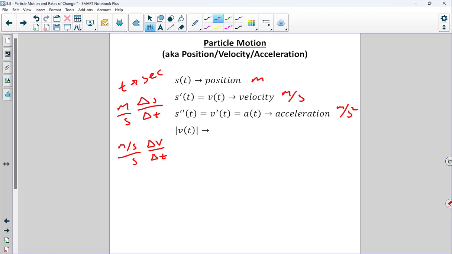Position is position, velocity is position over time, acceleration is position over time squared. Now, of course, the absolute value of velocity, as we've already talked about, that's speed.